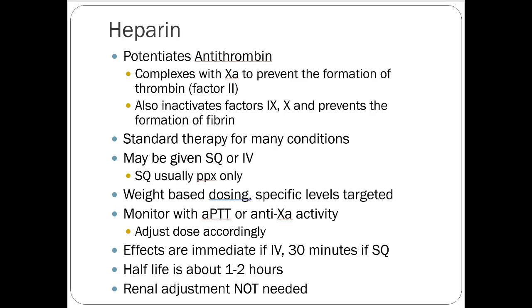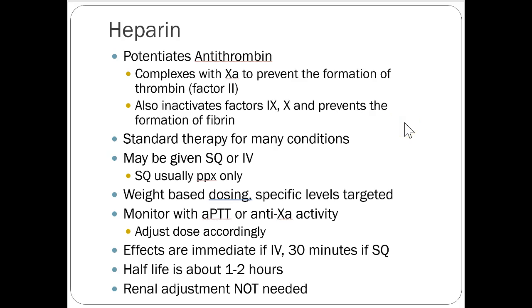Okay, talk about heparin first. Heparin is sometimes referred to as unfractionated heparin, or just regular heparin. That's exactly what this is. So what heparin does is potentiate antithrombin, which then complexes to factor 10A, preventing the formation of factor 2. It also inactivates factors 9 and 10 and prevents the formation of fibrin. It's got a few different mechanisms. You'll notice the vast majority of these things fall within that common pathway. So that's our important part.